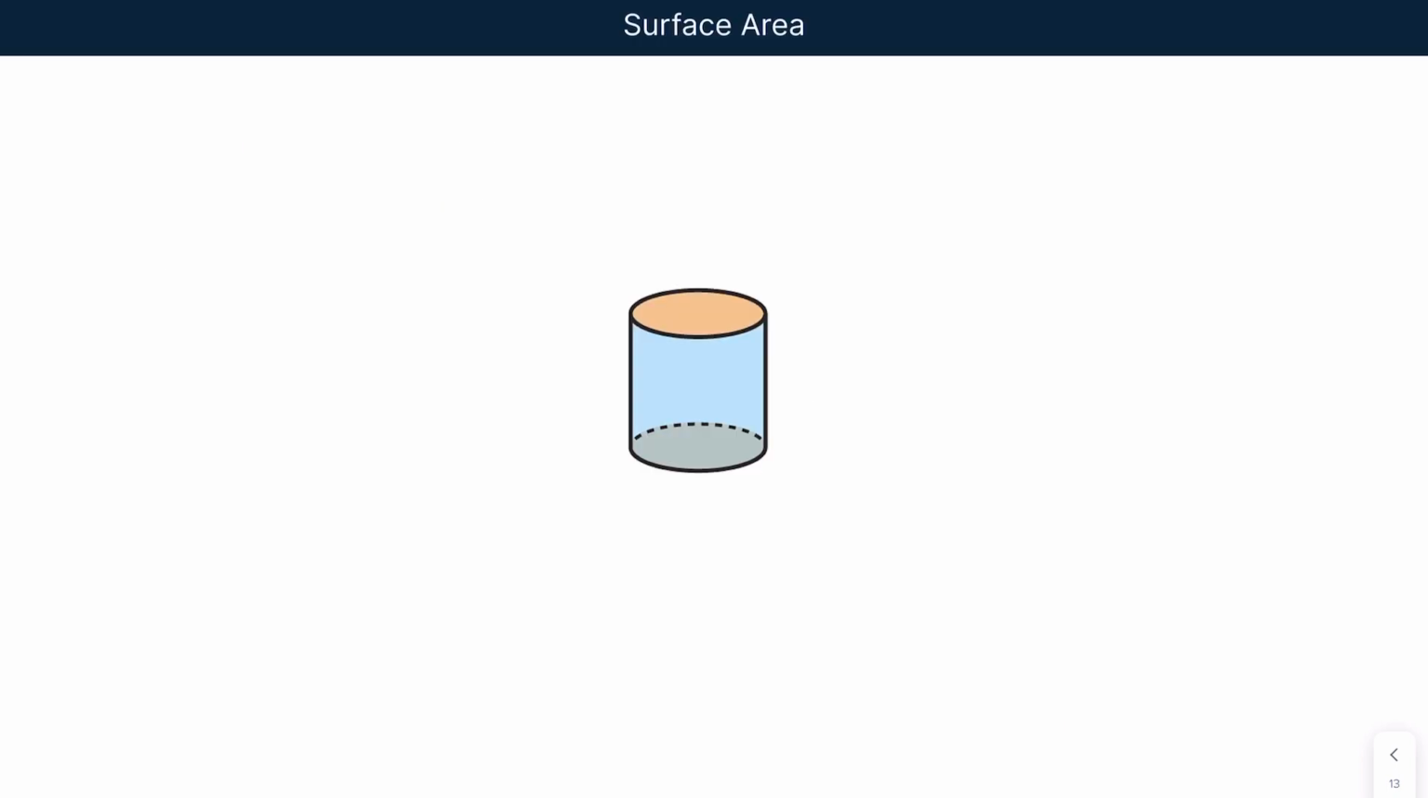And moving on, we're now going to look at the surface area of a cylinder. To find the surface area, you look at all the surfaces. So in a cylinder, you have this top surface, you have this bottom surface, and then you also have this bit here. To visualize this easily, we can roll this out.